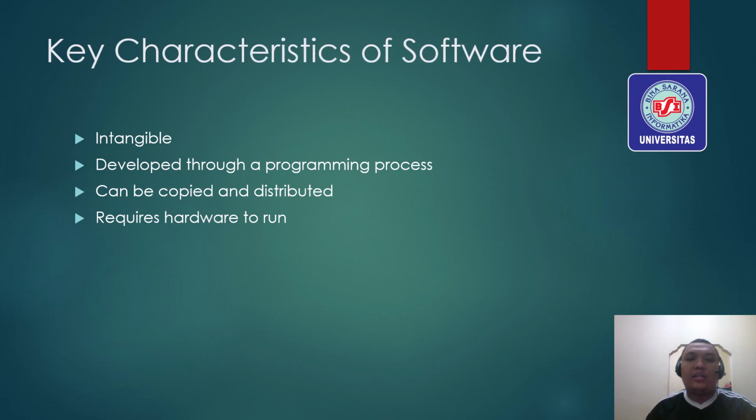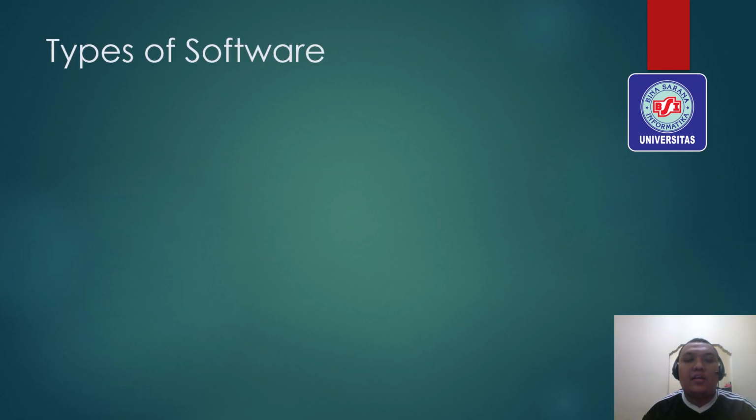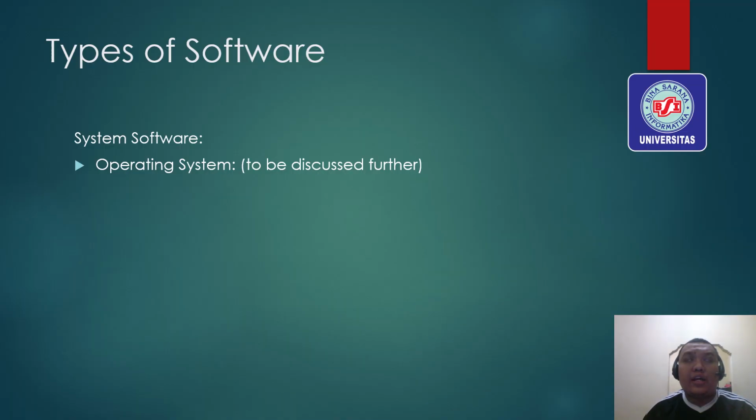Next, the key characteristics of software: it is intangible, developed through a programming process, can be copied and distributed, and requires hardware to run. Next, types of software. There are many types of software. The first is system software, the operating system, or it is called OS.